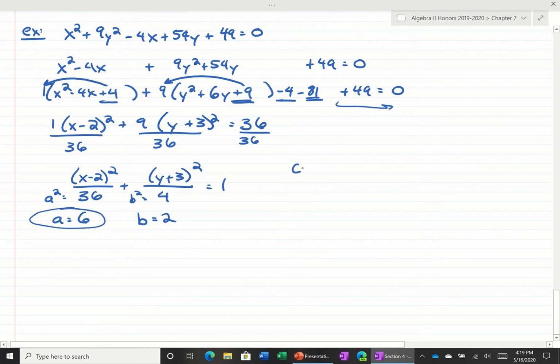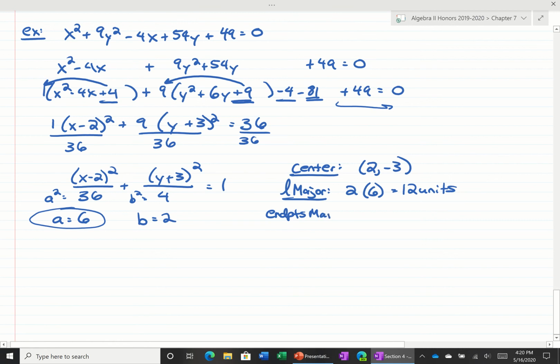Now let's find our components here. So our center would be 2 comma negative 3. The length of the major axis would be 2 times a units. The endpoints of the major, because it goes horizontal, you would take your center, but you would add or subtract the a value to the x.